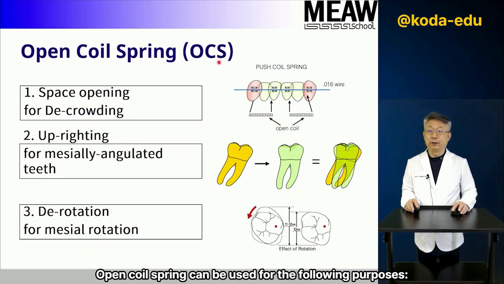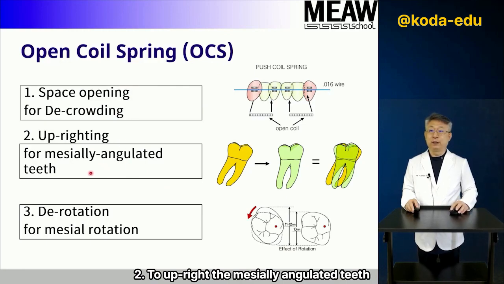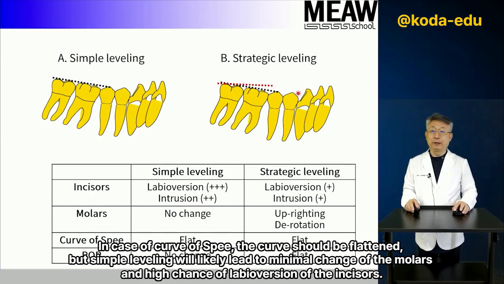Open coil spring can be used for the following purposes. 1. To make space for anterior teeth. 2. To upright the mesially angulated teeth. 3. To derotate the mesially rotated teeth. In case of curve of Spee, the curve should be flattened. But simple leveling will likely lead to minimal change of the molars and high chance of labioversion of the incisors.